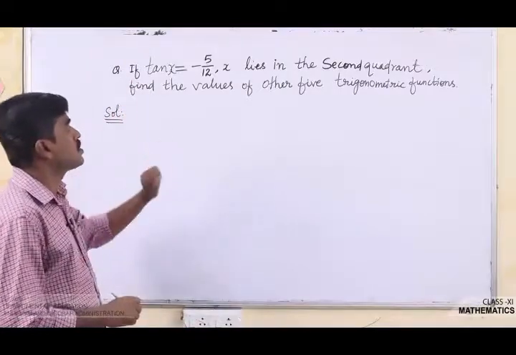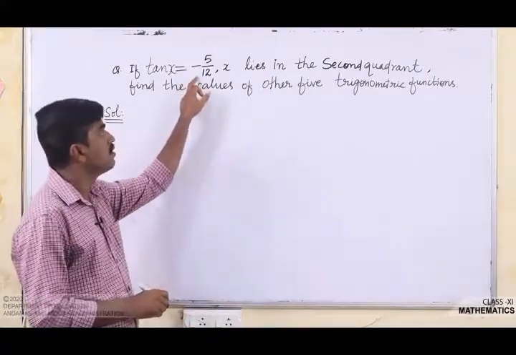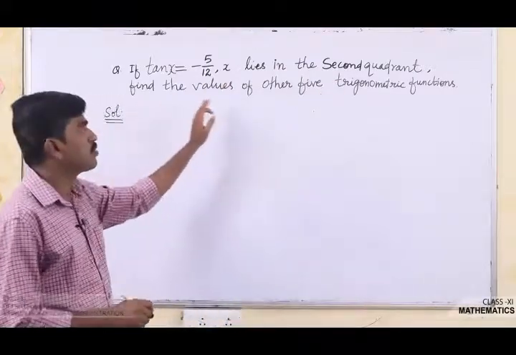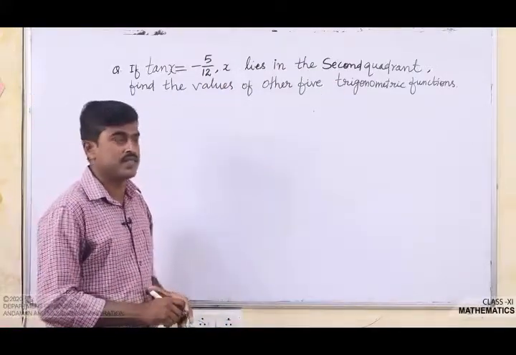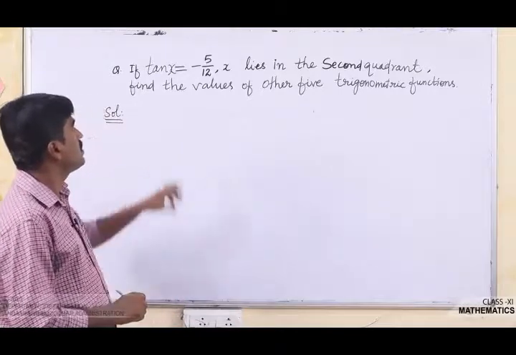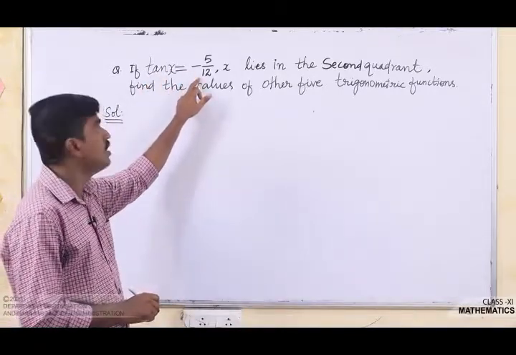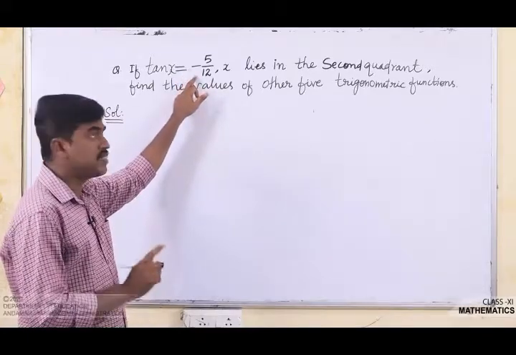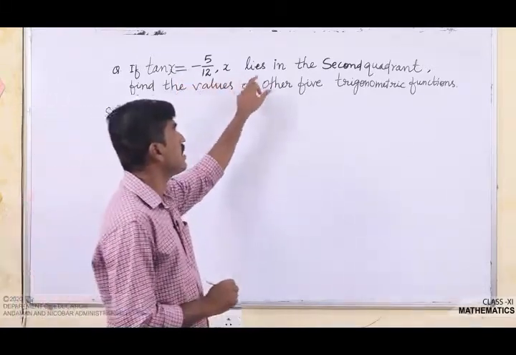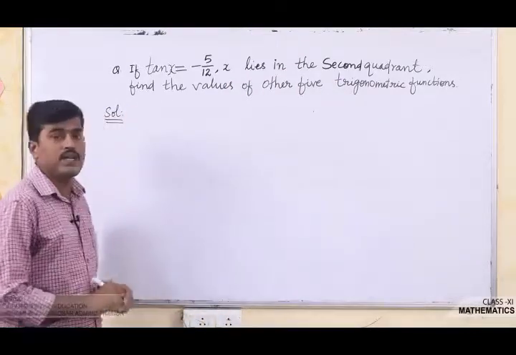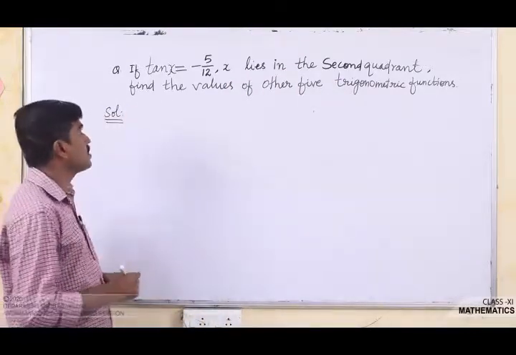If tan x is equal to minus 5 by 12, x lies in the second quadrant, find the values of the other 5 trigonometric functions. So what is given here? Tan x is equal to minus 5 by 12. The value of tan x is given and it is negative. Okay. So x lies in the second quadrant, that is also given. We have to find the values of the other 5 trigonometric functions.